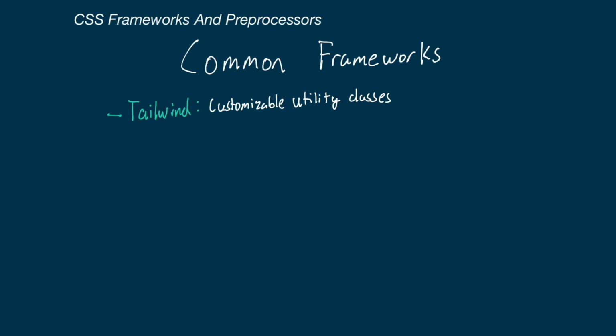Again, we won't be diving deep into the implementation of these frameworks. The purpose of this video will simply be to understand the high-level differences between them. Okay, so first up is Tailwind, and this is a framework that provides some customizable utility classes that we can use in our HTML that give us pre-made CSS.